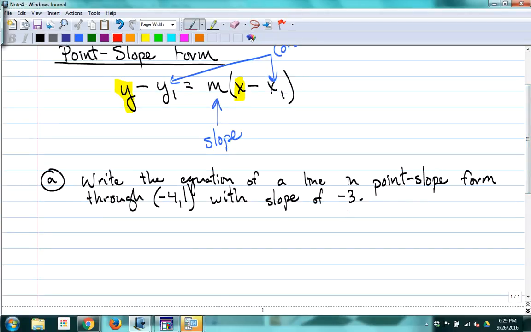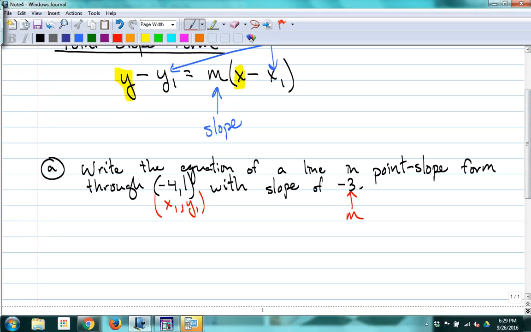So we're going to write the equation of the line given that information. We know this -3. They said that's the slope. So what's that going to be in my point slope form? It's my m. It's my slope. This -4 and this +1 are what? They're x1 and y1. And then all we're going to do is plug that stuff in. That's all we have to do if they ask us to write it in point slope form.